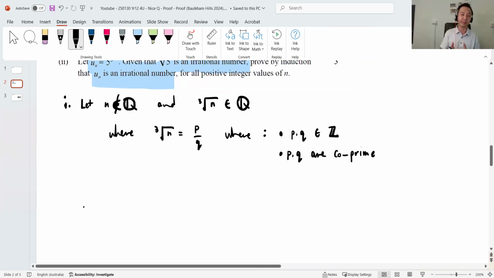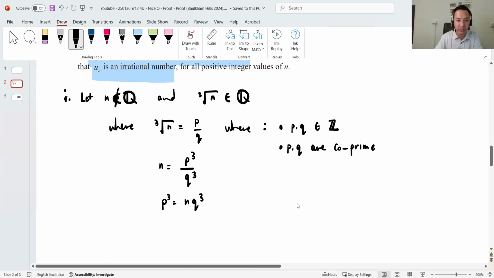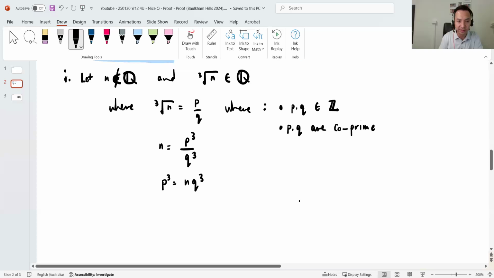In this one, we're going to demonstrate that one part is irrational and the other part is rational, and that's the contradiction. So algebraically, cube both sides and you get n equals p cubed on q cubed, so n times q cubed equals p cubed. Since they're all integers, n must be a factor of p cubed. Has to be.